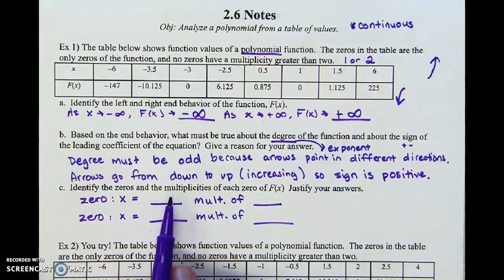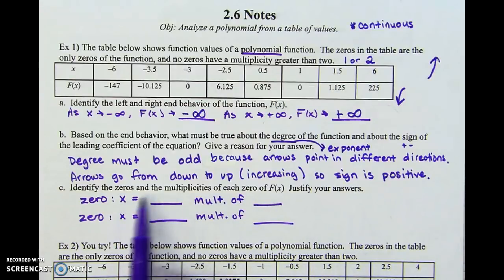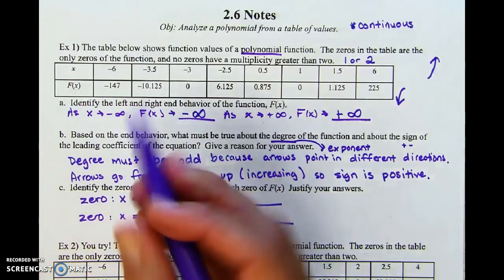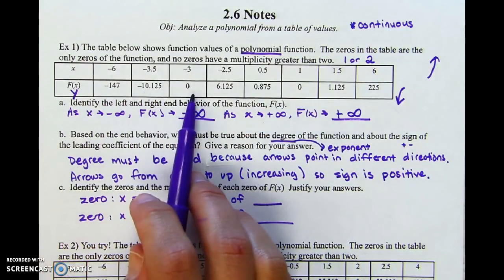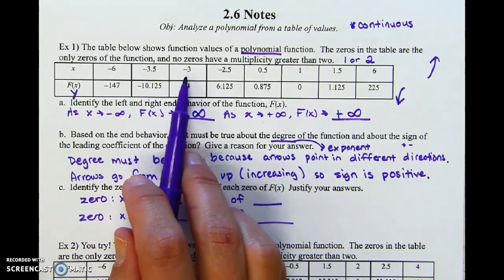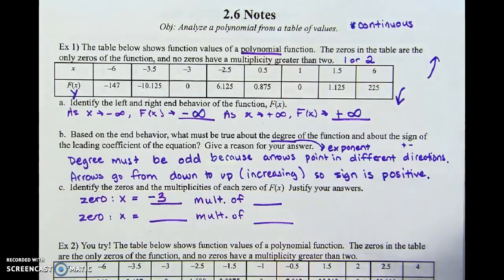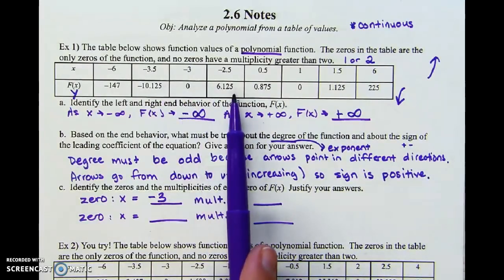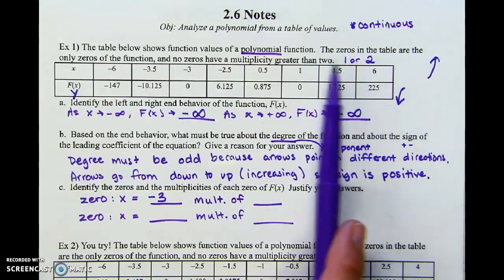Identify the zeros and the multiplicity of each zero of f of x. Justify your answer. Ready? What is the x value when the y value is 0? So here's the y values on the bottom row. F of x, this means y. So not 0, not 0, 0. This is a 0. So the x value is -3. Now how could we tell the multiplicity? You have to look on either side of the 0. It's either going to be a 1 or a 2. Remember? That's what the question told us.